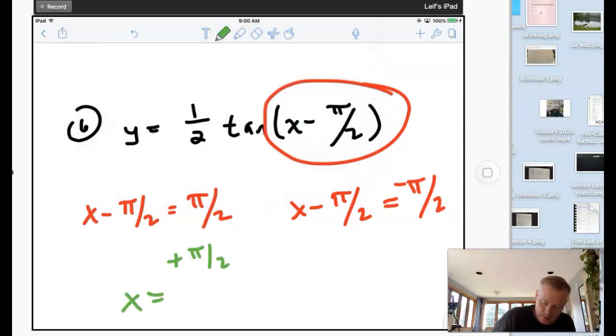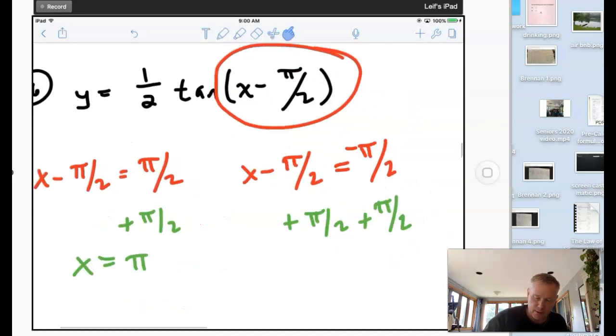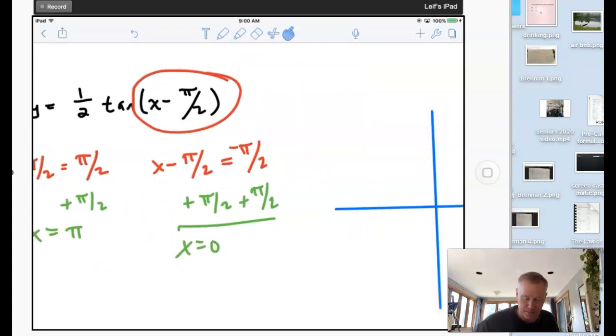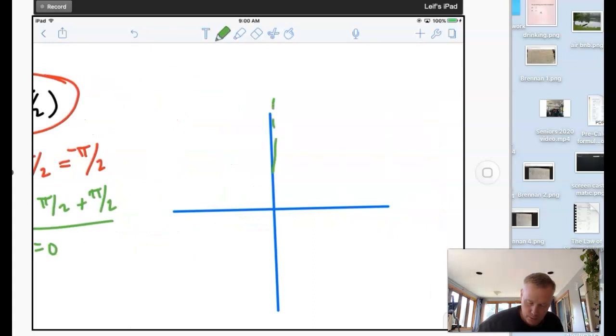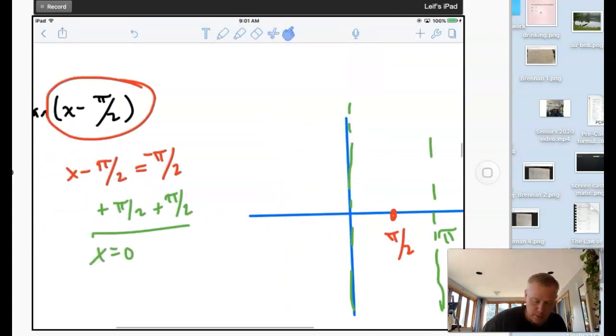All right, so I'm going to solve this, and if I add pi over 2, I'll get that x alone. 1/2 pi plus another 1/2 pi is a full pi. Over here, negative pi over 2 and positive pi over 2 is 0. So there's my two asymptotes. It's 0 and pi. So here's 0. Here's pi. It's kind of sloppy. Okay, and then my curve is going to go right in the middle of there, right? And halfway between 0 and pi is pi over 2, or 1/2 pi.